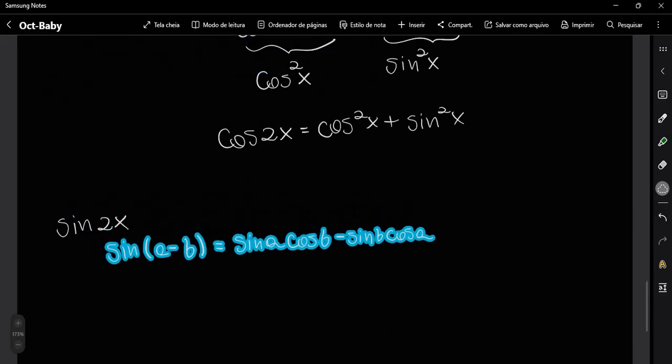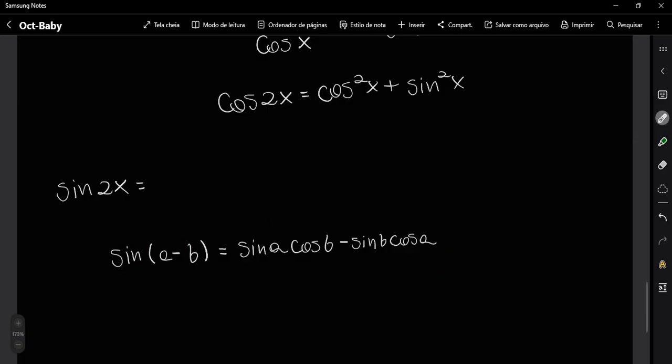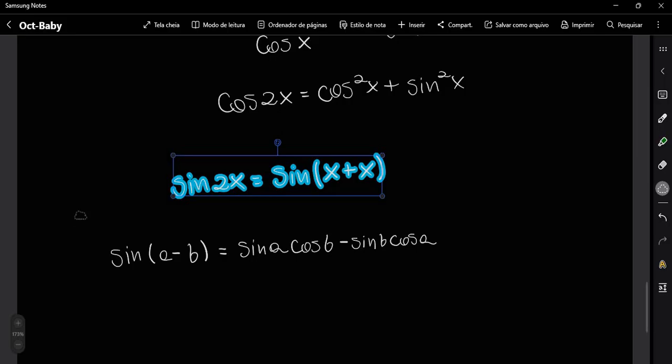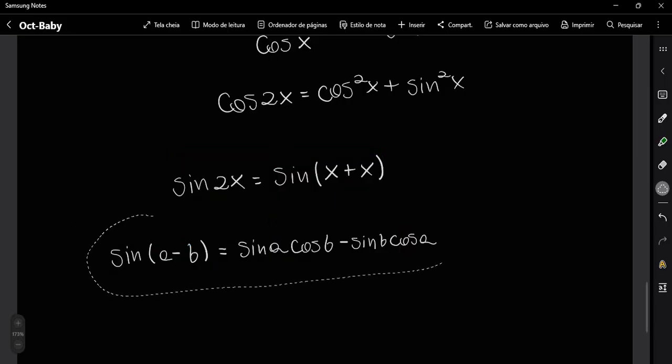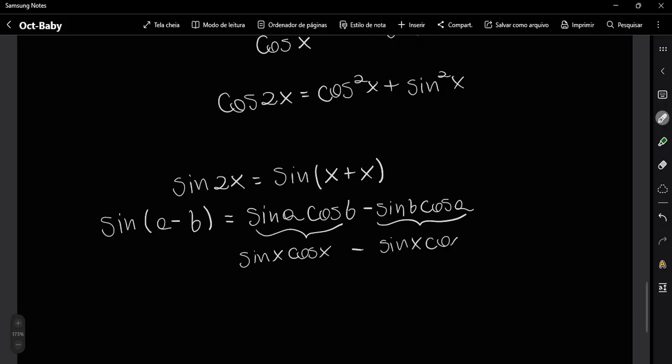Okay, and again, this is the same as we write as sine of x plus x, so this is a sum of arcs, so this is sine of x times cosine of x minus sine of x times cosine of x.